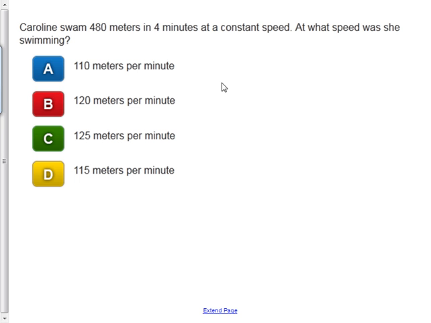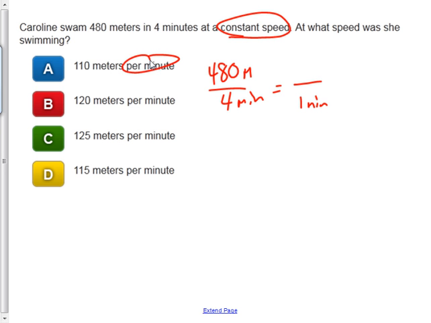Caroline swam 480 meters in 4 minutes. So I'm going to put 480 over 4. All right, and at what speed was she swimming? Because she's swimming at a constant speed. So they're doing the meters per minute. And so at what speed, if you think miles per hour, that's usually the speed we think of. That's just per 1 hour. So we want this per 1 minute. And you can also see that by looking over here. It says per minute in all of our answers. So you can see what they want. So all you really have to do here is divide by 4, and you're going to get 120 meters per minute. Okay?